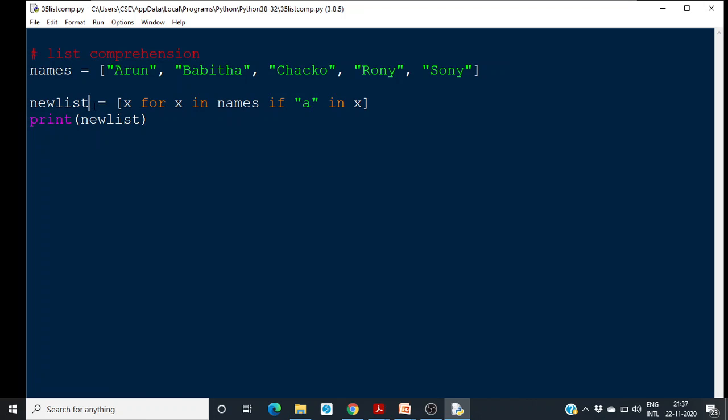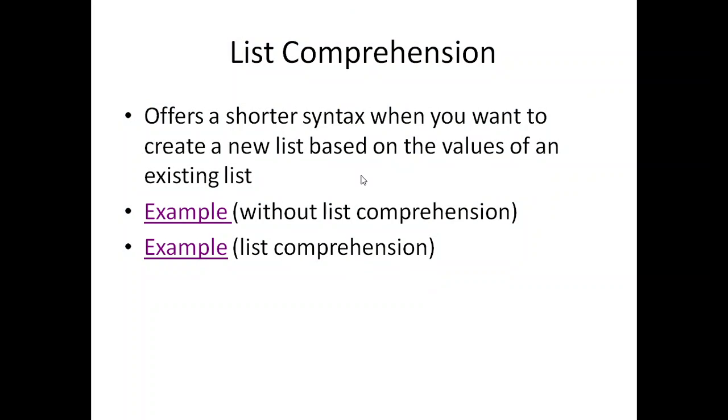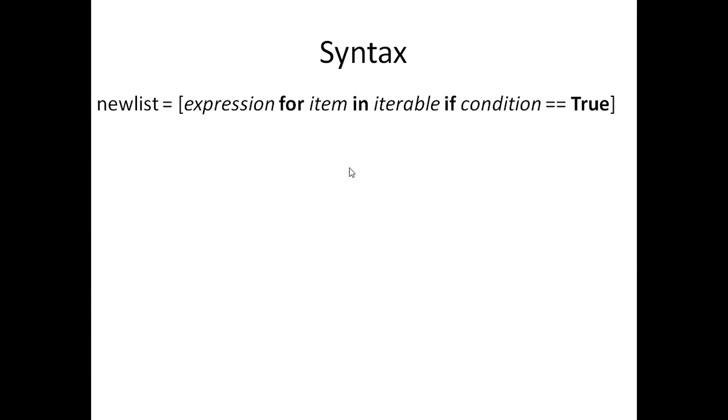So what you have to do is make new list equal to square brackets x for x in names. This is the iteration and this is the condition, if a in x. Then print new list. Okay. Then this is the syntax for the creation of a new list using list comprehension.